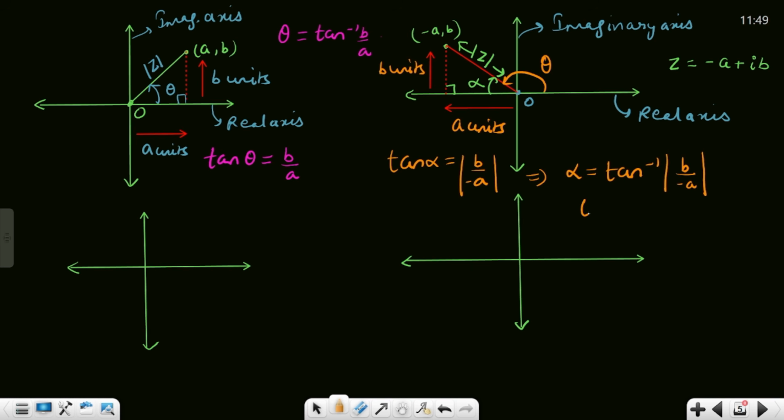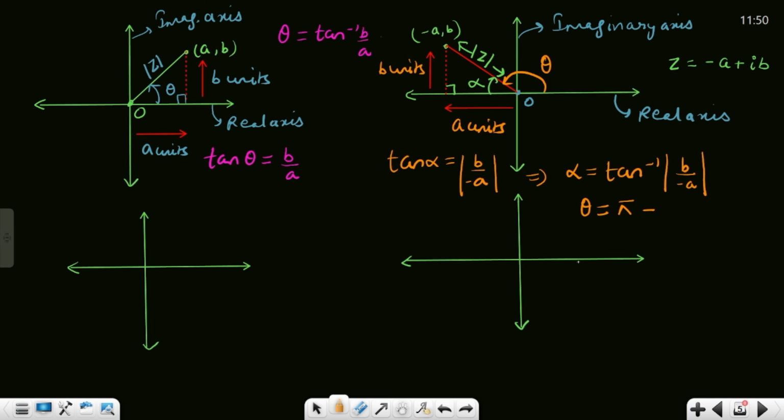So what is our theta? Theta is, see, from here to here, it is whole pi only, no? From the positive real axis to this negative real axis, this whole angle is pi. So pi minus alpha, because alpha is in the anti-clockwise direction, and pi is pi. So here see, it is alpha. Alpha is going from here to here.